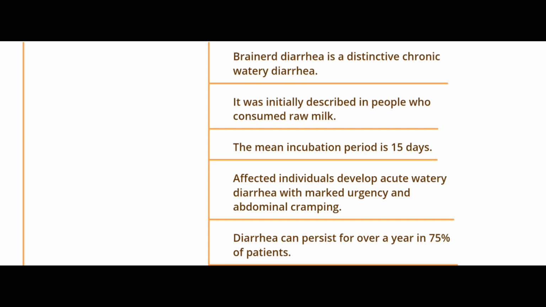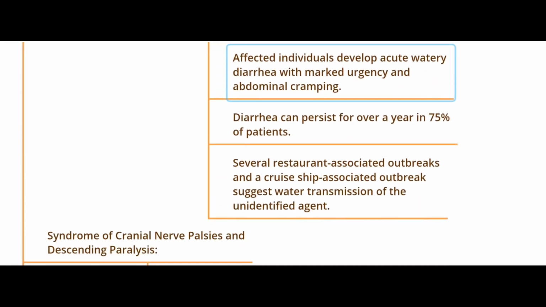It can persist for over a year in 75% of patients, and several restaurant-associated outbreaks and cruise ship-associated outbreaks suggest water transmission of an unidentified agent. It's one of the diseases that we still don't know what caused it. That's Brainerd diarrhea, and we also have diarrheal dysfunction and tropical sprue, which will be in our next video.